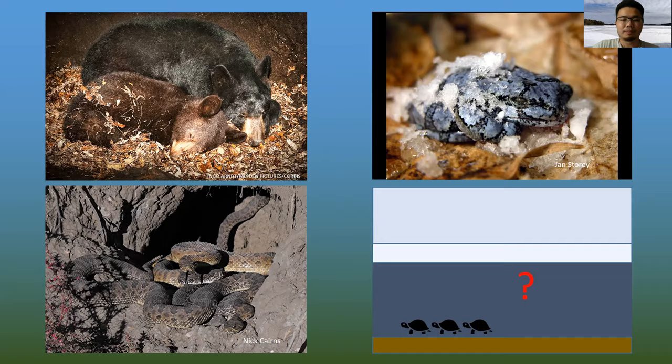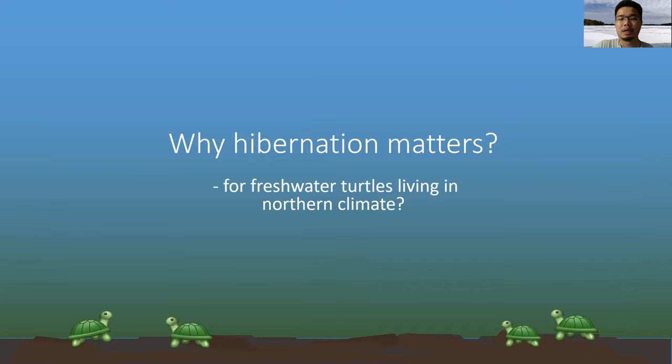So then the question narrows down to why hibernation matters, especially for freshwater turtles living in the northern climate. Remember, southern Ontario and southern Quebec are the northern range limits of the turtles. North of the Ottawa River, there are very few turtle species living up north. They are there, but we are sort of at the boundary of the turtle threshold.